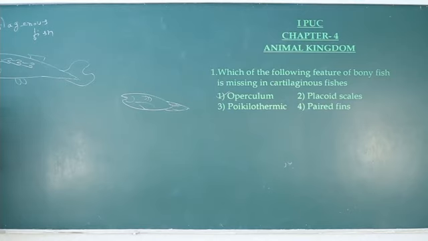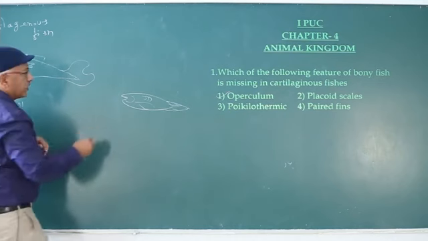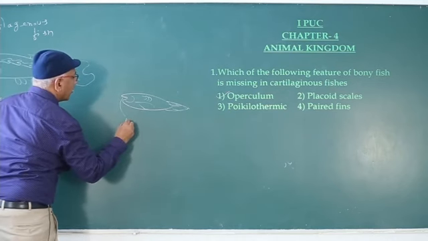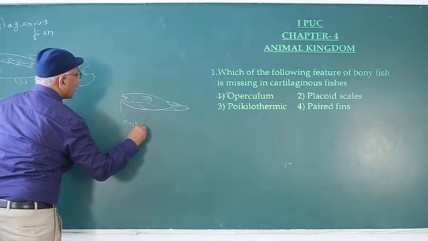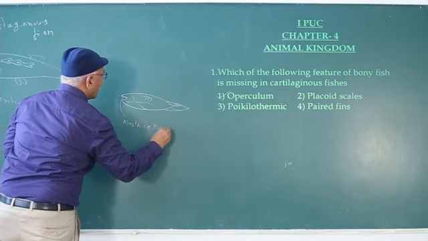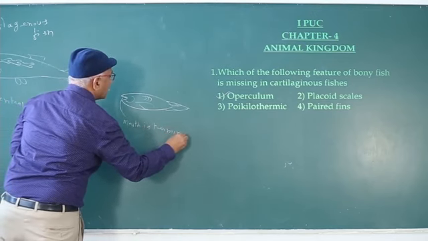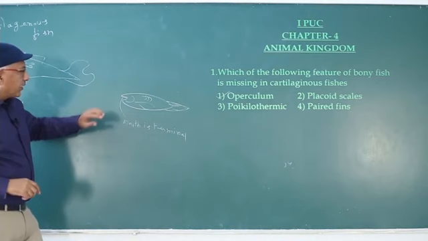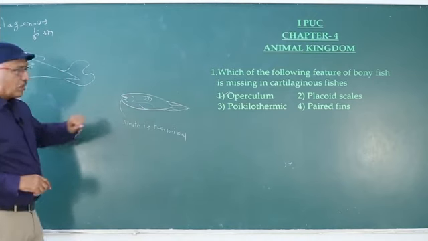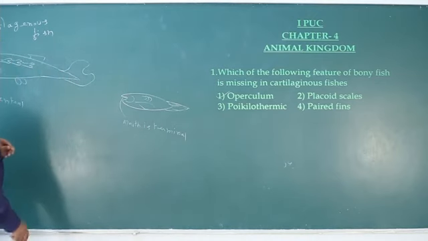In cartilaginous fishes, mouth is ventral. In bony fishes, mouth is terminal. What is terminal? It is present neither dorsal nor ventral. That is terminal.